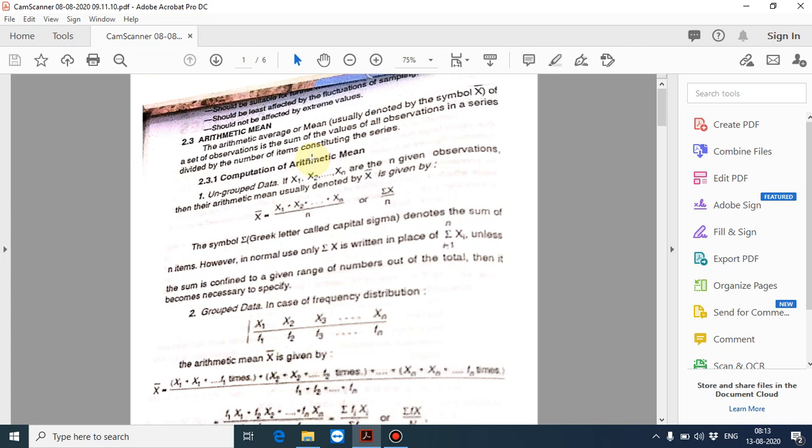What is the formula if it is ungrouped data? Ungrouped data means 1, 2, 3, etc., up to 10 or up to 100, like that. If it is ungrouped data, the formula we use is x bar is equal to summation x by n, or x1 plus x2 plus x3 up to xn. For the whole sum we say summation x by n. X bar is equal to summation x by n. If it is grouped data, you can see the formula here and understand. You just refer to that, that is enough.